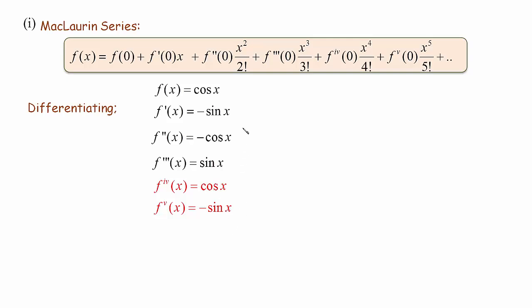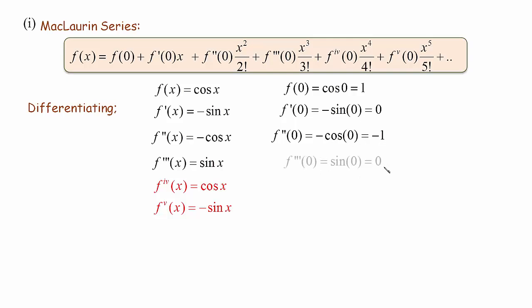So now we substitute 0 in for x to give us the value of these functions at 0. So f of 0 is going to be the cos of 0, which is 1. The first derivative with x equal to 0 is going to be minus sin of 0, which is 0. The second derivative becomes minus cos of 0, which is 1, and because of the minus sign, this becomes minus 1. Sin of 0 again is 0. Cos of 0 is 1. And minus sin of 0 is 0. So as I said, you can see the pattern repeats itself after the third derivative.